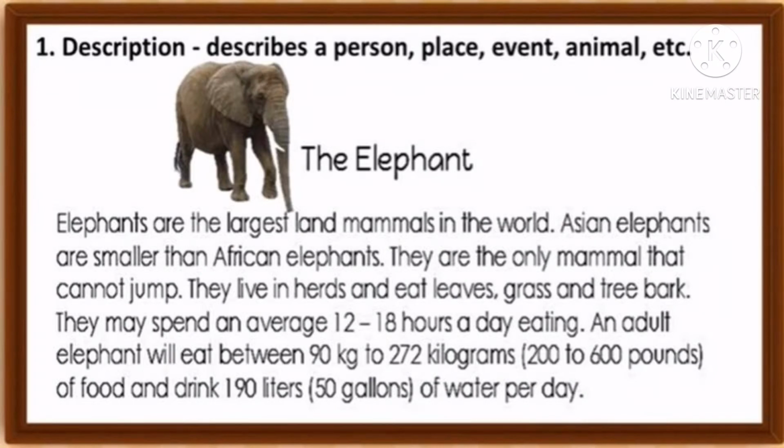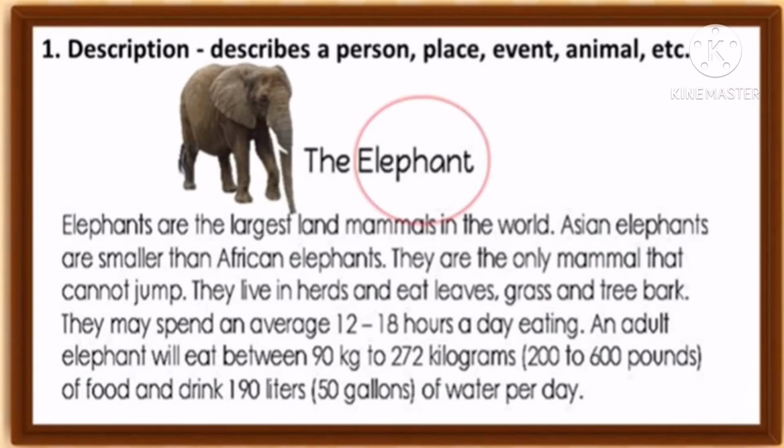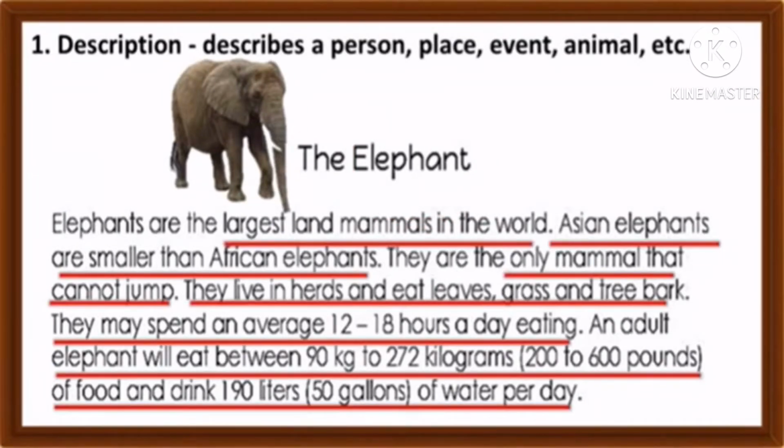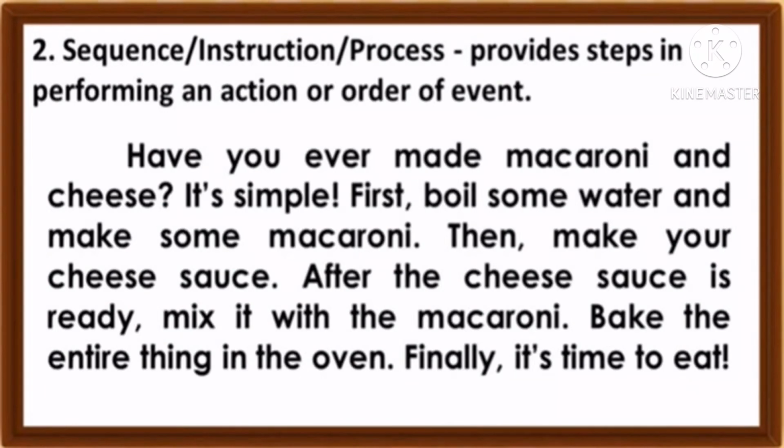Here is an example of a description text. What is being described in the text? Yes, it's the elephant. This text shows or gives the description about the elephant. The next one is the sequence, instruction, or process. It provides steps in performing an action or order of events.